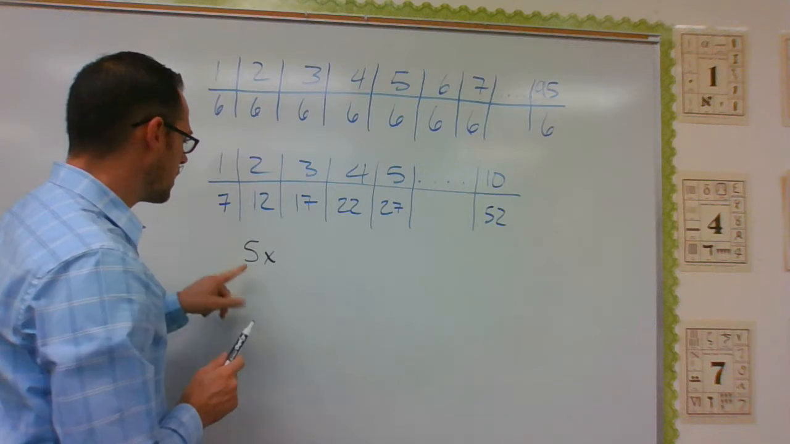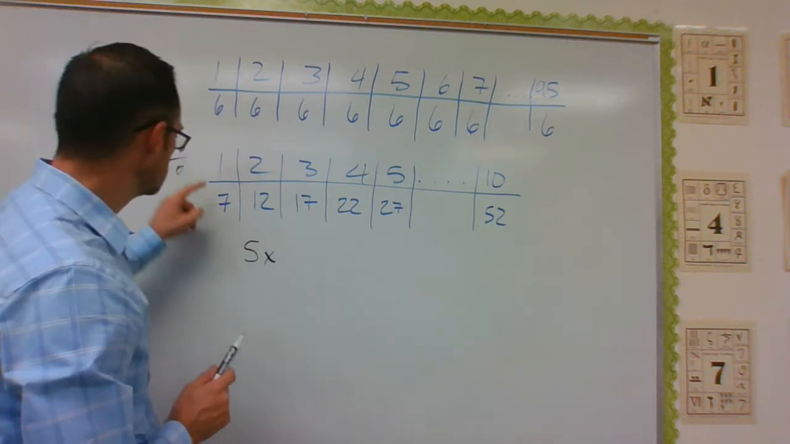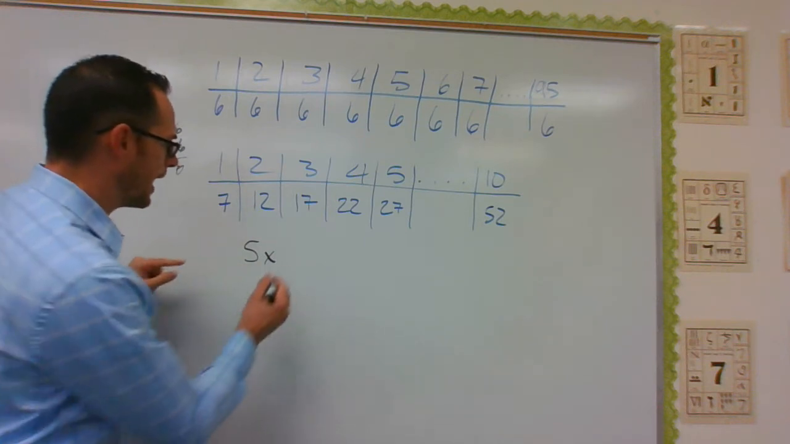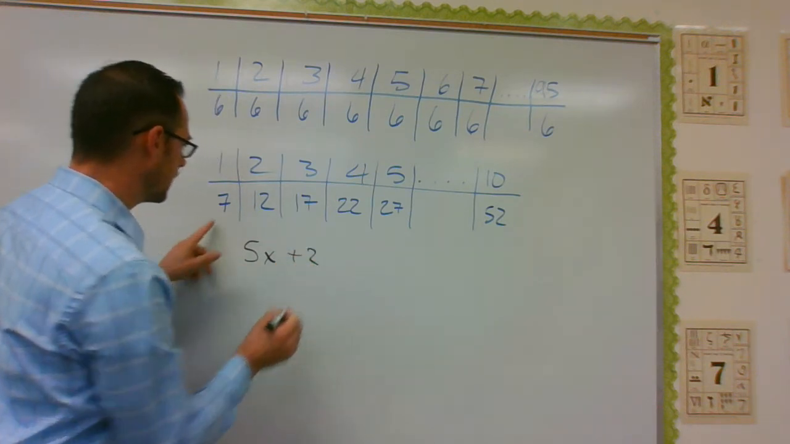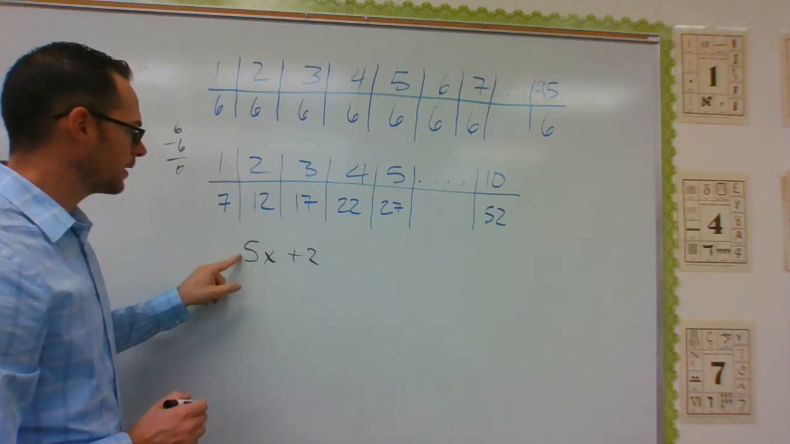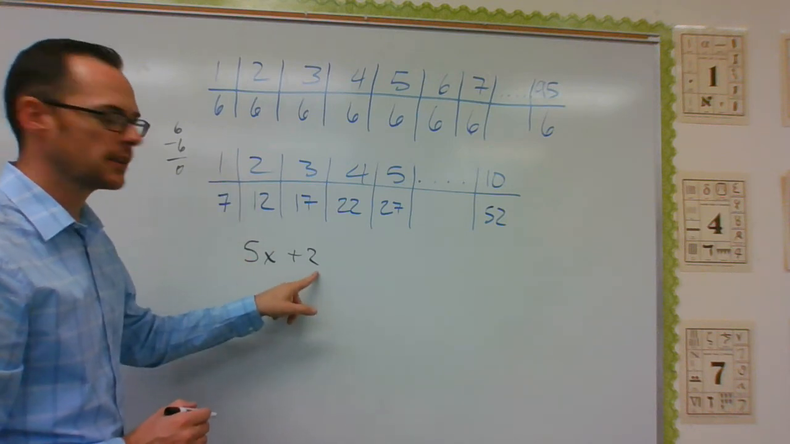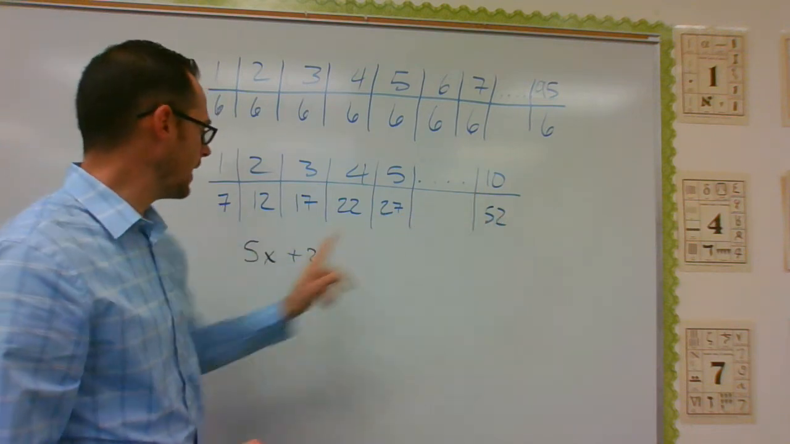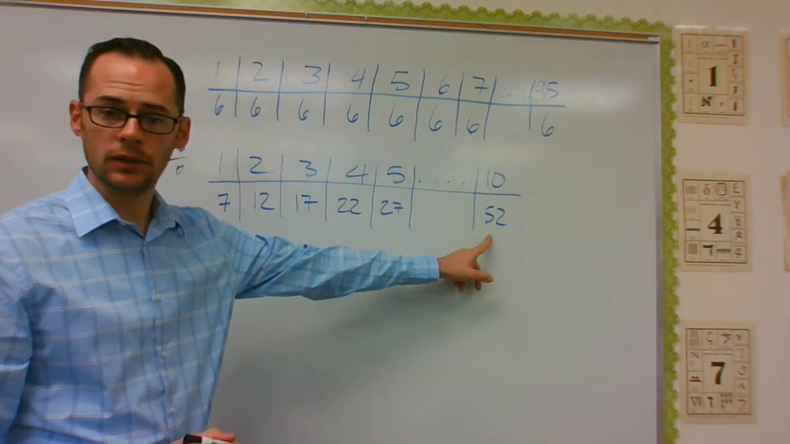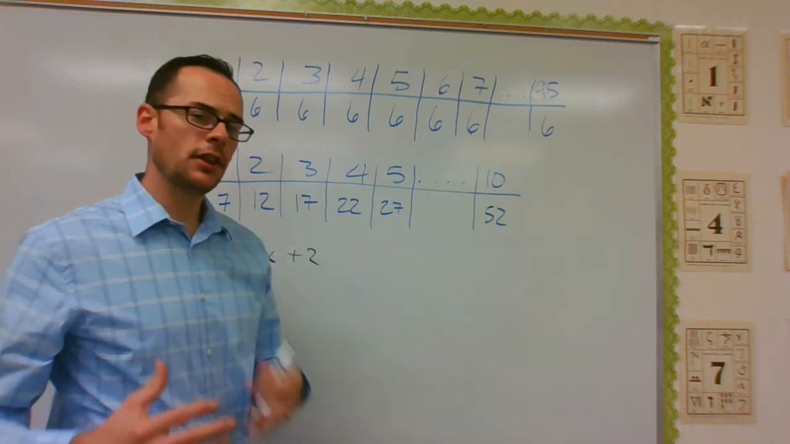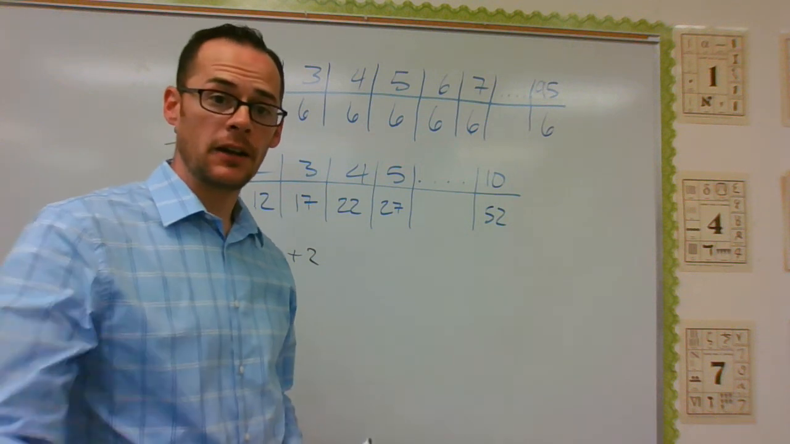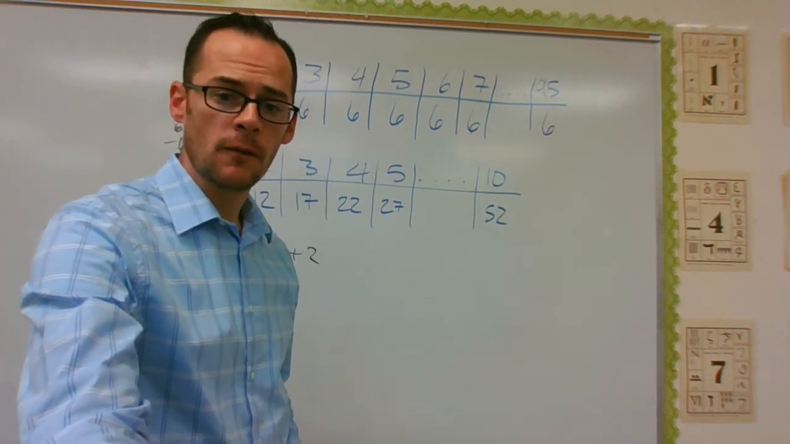Now, if I do 5 times x, 1 times 5, that only gets me 5. But if I add 2 to it afterward, I get 7. Let's look at this one. If I do 2 times 5, that's 10. If I add 2 afterwards, I get 12. If I take 10 and I multiply it by 5, I get 50. I add 2 to it, I get 52. So you just have to think through and say, what are my possibilities? How can I figure out something that will work for this sequence?